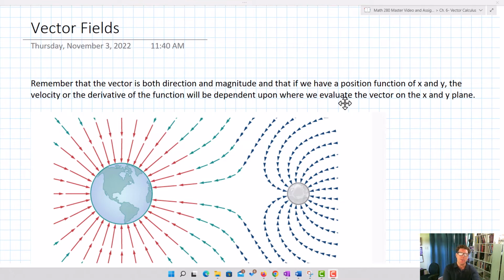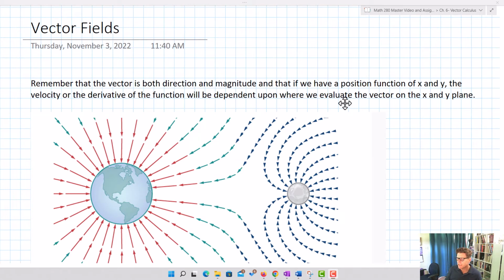So we want to remember that a vector is both a direction and a magnitude, right? It points in a particular direction and it has a magnitude, a length. And then if we have a position function of x and y, the velocity, or the derivative of the function, is going to be dependent upon where we evaluate the vector on an xy plane. So we're going to utilize this idea of velocity for right now to inform ourselves as to how these vector fields work.